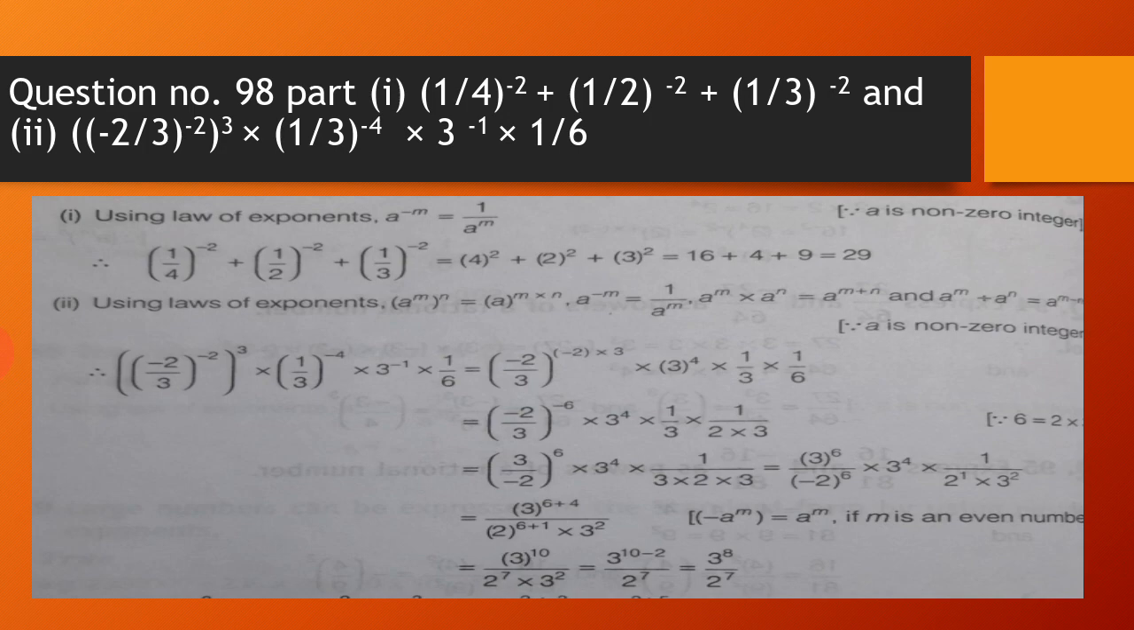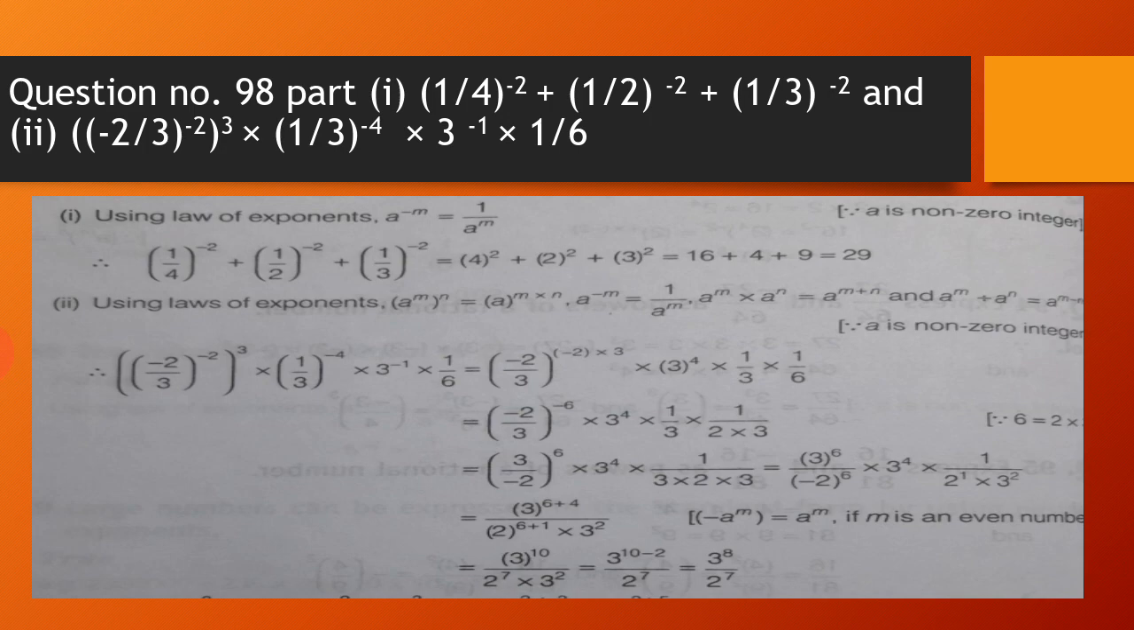Now look at the top first. Look at the numerator. It is 3 raised to power 6 into 3 raised to power 4. Fine. So it is the product law. So 3 raised to power 6 plus 4 it becomes. Right. Now look at the denominator. The denominator has minus 2 raised to power 6 and 2 raised to power 1 and 3 raised to power 2.